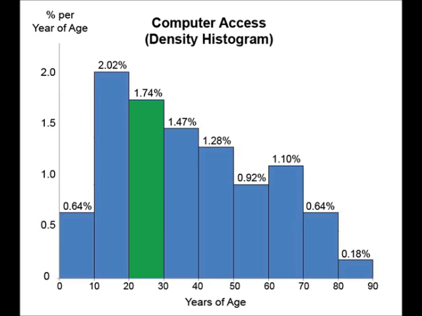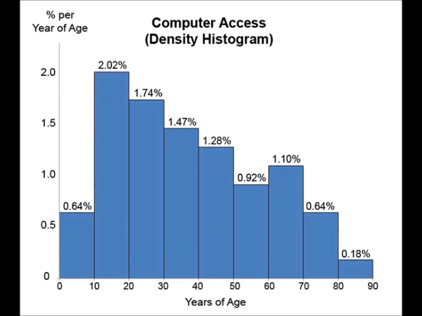If we wanted to find the percentage of all people with computer access in the 20 to 30 age category, we could either add 1.74% for each age in that category, or we could figure out how many different ages that category holds, which is 10, and simply multiply 1.74 by 10 to find the same thing. 1.74 times 10 equals 17.4%. In this way, we can get some idea of how computer access is distributed through different age groupings of people surveyed.